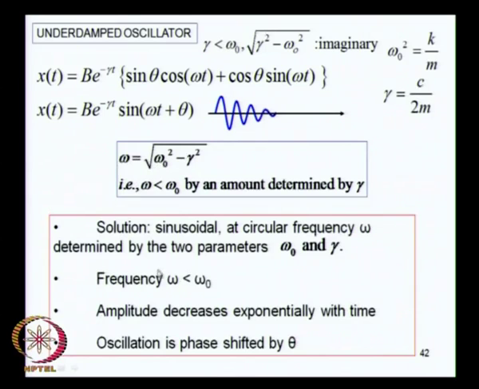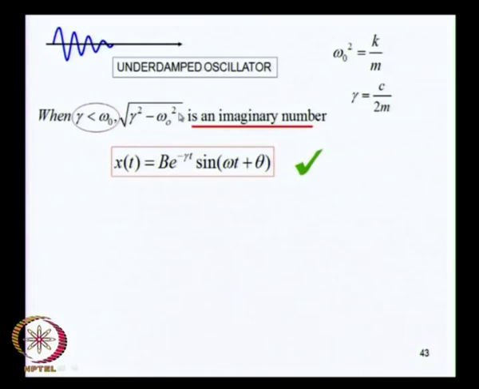So, the frequency is less than the natural frequency. The amplitude decreases exponentially with time, and there is a phase shift because the argument is not just omega t, but phase shifted by the factor theta. So, this is our overall picture.